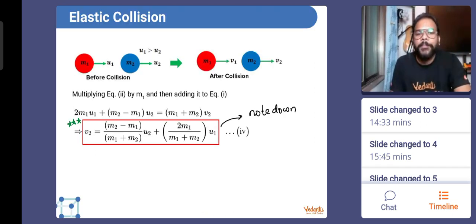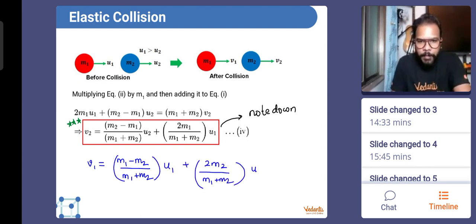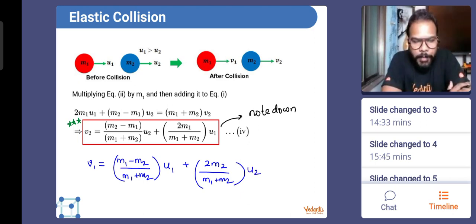Note down that formula also now. The expression will come out to be m2 minus m1. In the previous slide, it is m1 minus m2 upon m1 plus m2, and there it was u1. So here it is u2. And it was 2m2 u2 upon m1 plus m2. Here it becomes 2m1 u1 upon m1 plus m2. Only for your comparison, I'm writing v1 once again. It is m1 minus m2 upon m1 plus m2 times u1, and 2m2 upon m1 plus m2 times u2. That was the formula of v1. Okay, everyone, please note down both the formulas, very important.